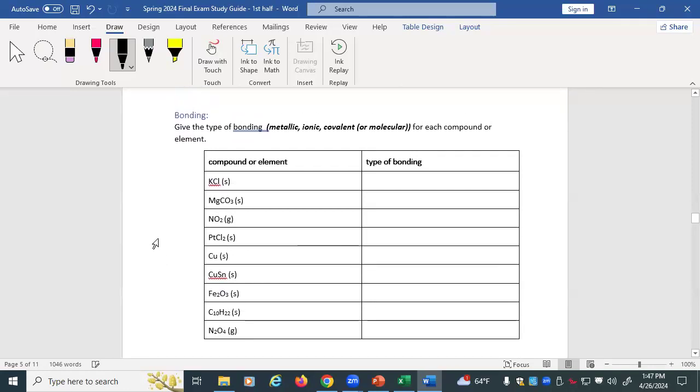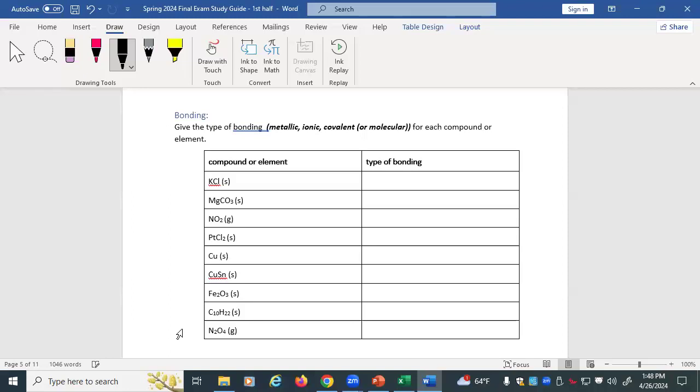For bonding here, remember the things that you're looking for as far as bonding go. For metallic bonding, you're just looking for metal signals. So, for example, this copper signal would be an example of metallic bond. This copper with tin, also metallic bonding because they're just two metals together.